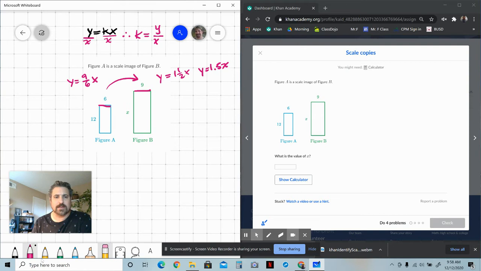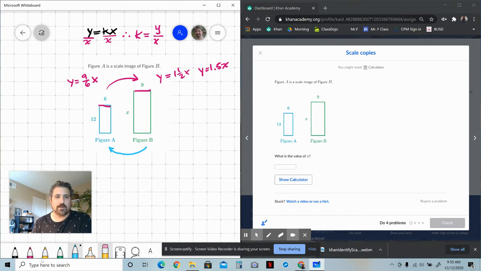Basically what it means is that the large figure, figure B, is 150% of the small figure. So it's 100% of the small figure plus an additional 50%. That's what it means. If you're going the other way, from figure B to figure A, all that changes is your input and output, right? So now you're inputting figure B's values and outputting figure A's.